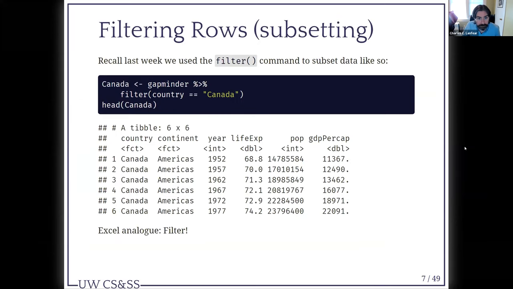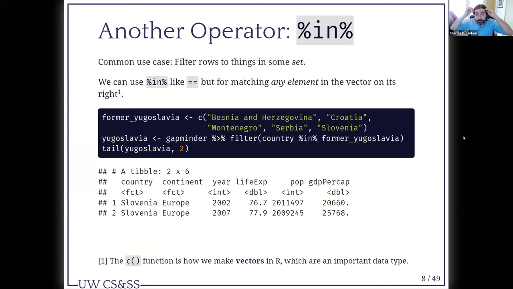Okay, so we can filter data. This is that percent in operator I've now shown you and we've talked about again. A common operator to do multiple tests that saves you the time of not writing lots of this equals that or this equals that or this equals that is percent in. Percent in we use when we want to filter so that some variable is in some set of things.